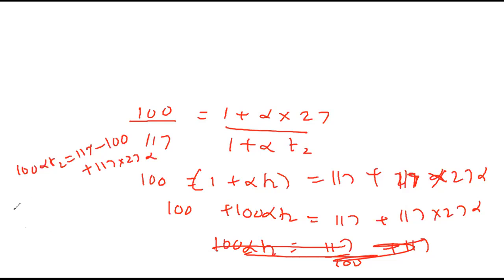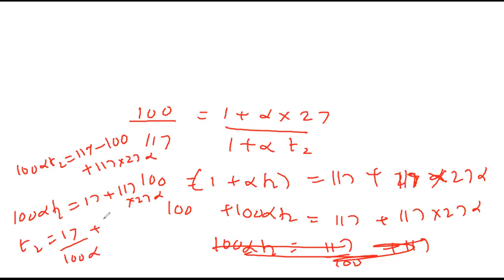So here 100 alpha T2 equals 17 plus 117 into 27 alpha, therefore T2 is 17 upon 117 into 27 into 10 raised to 4. Right? Yes, sir. Just copy it. Just copy it, guys.